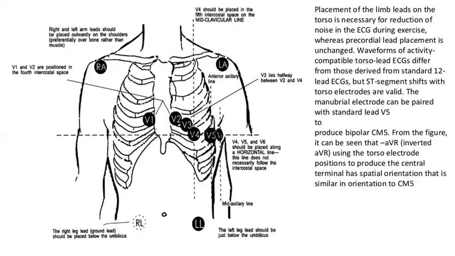The manubrial electrodes can be paired with standard lead V5 to produce bipolar CM5. From the figure, it can be seen that inverted aVR, using the torso electrodes positioned to produce the central terminal, has spatial orientation that is similar to the orientation of CM5.